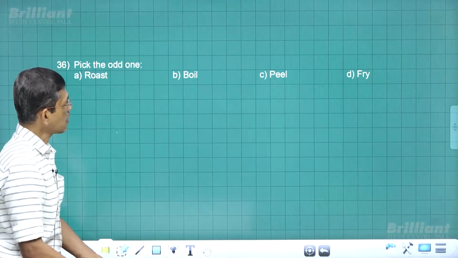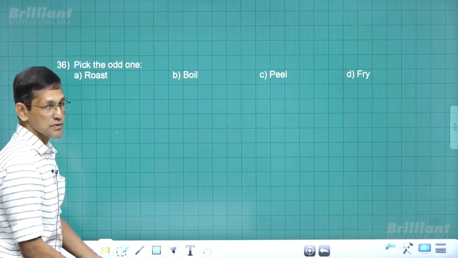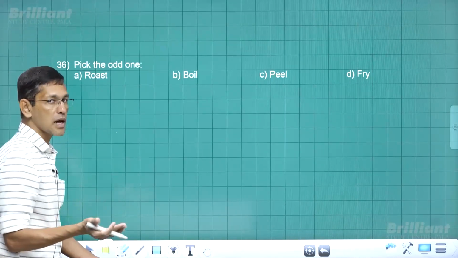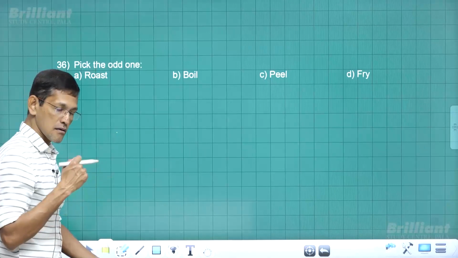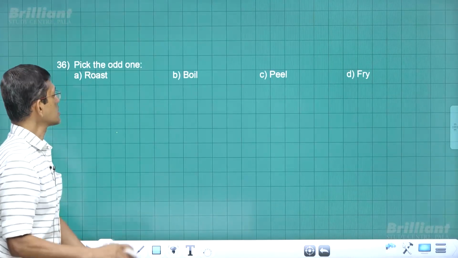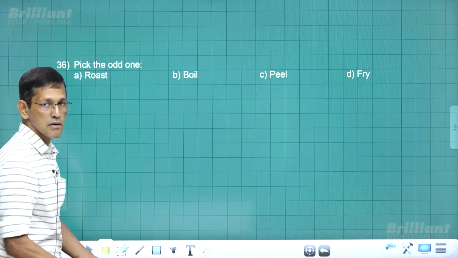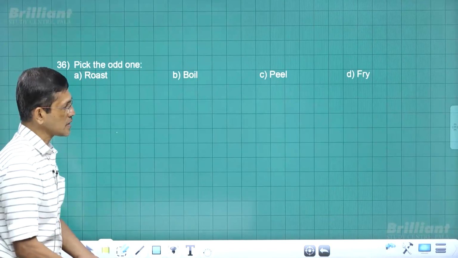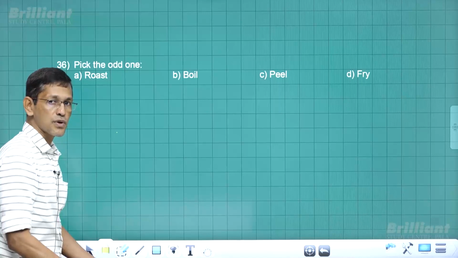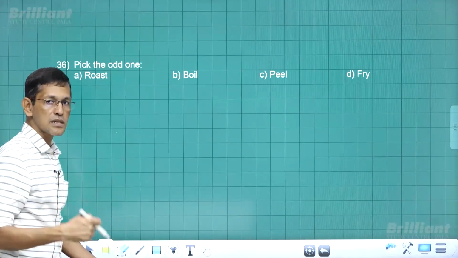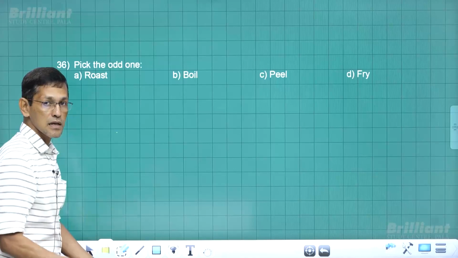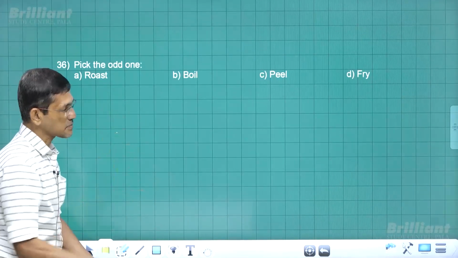So actually roasting, boiling, and frying are all connected with cooking, right? Of course, we are using some kind of heat. It could be microwave, or grill, or an ordinary oven like you have at home, it doesn't matter. Whatever it is, roast, boil, and fry are cooking using fire or heat. But peel is what? Peeling something. It doesn't mean it's for cooking. If you peel a banana, you don't cook it, right? We just eat it. It could be fruits or vegetables, whatever it is, peel is not really connected with cooking. So peel is the one that is different in the group.